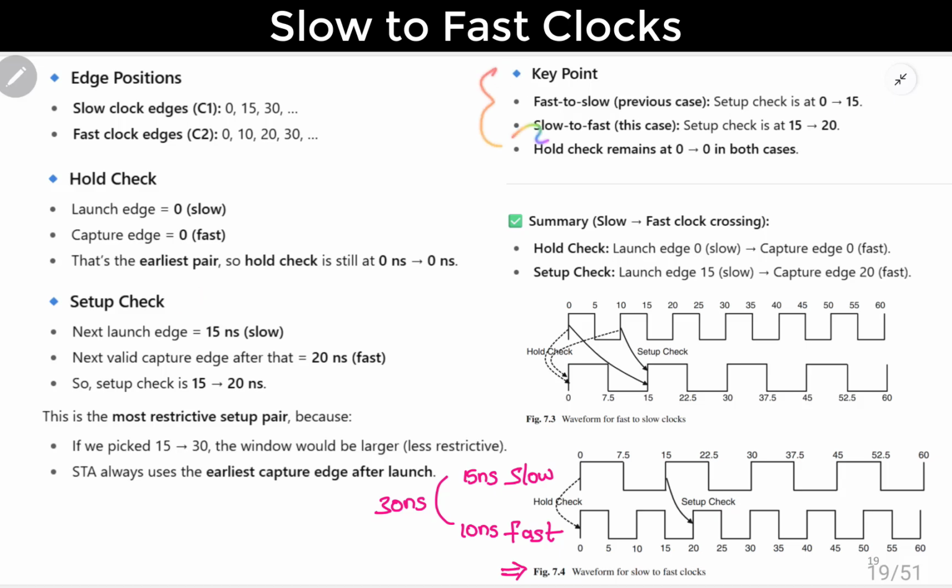So this is the overall summary for slow to fast and fast to slow. For fast to slow from the previous case, setup is at 0 and 15, and for slow to fast here it is 15 and 20. Whereas hold is common, that is at both 0 and 0. So I've indicated the waveform of both fast to slow and slow to fast here.